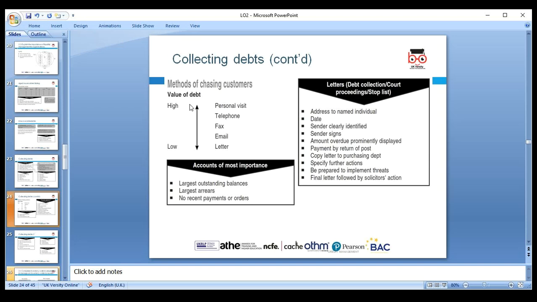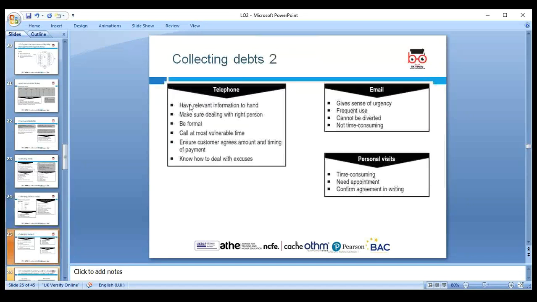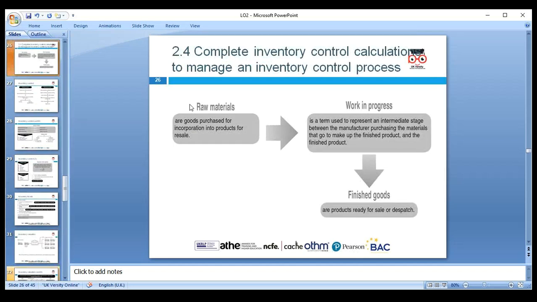So the letter should address the name, individual and date, and the sender's identity and signature, all clearly indicated in the letters, not a threatening letter. It is an apology and a goodwill letter. Telephone calls, maybe we can do email, and a personal visit, as we mentioned.